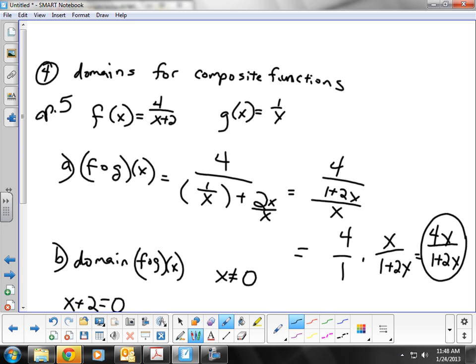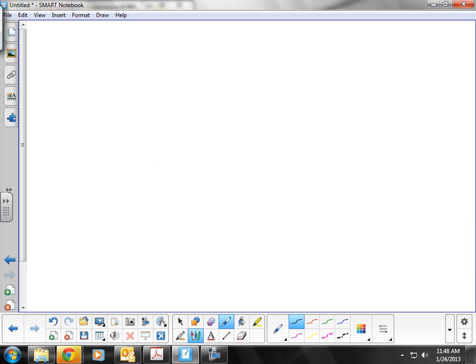Any questions? All right. So what are the only times that you have to worry about excluding something? Well, when there's a variable in the denominator of a fraction, or if there's what? An even root, and the variable's underneath the even root. Okay?